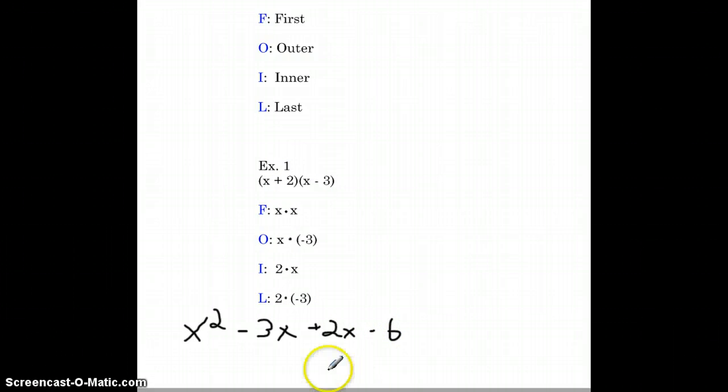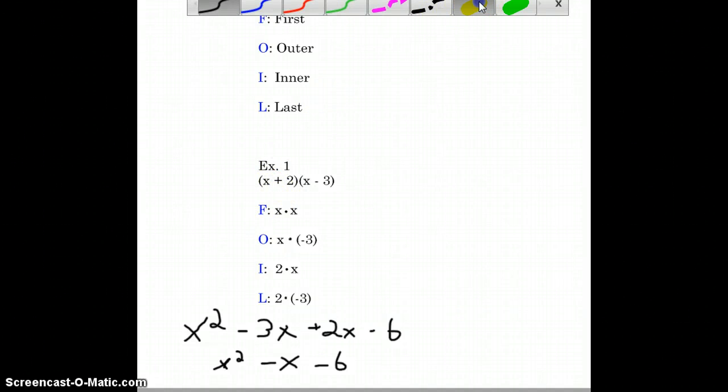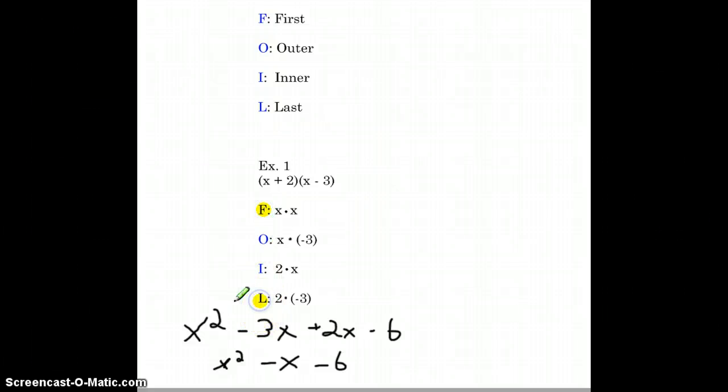Now, let's combine like terms and simplify here. The x squared, there's nothing to go with that, so that just stays as x squared. We have our x's here, negative 3, positive 2, well, that'd be negative 1, or negative x. And then the only constant we have is negative 6, so there we go. The one thing that you'll generally find, 99% of the time, is that your first term and your last term will generally not have anything to simplify with, no like terms. Usually your outers and your inners, about 99% of the time, will be able to combine and be simplified. So that's just a little tip you can keep in mind.